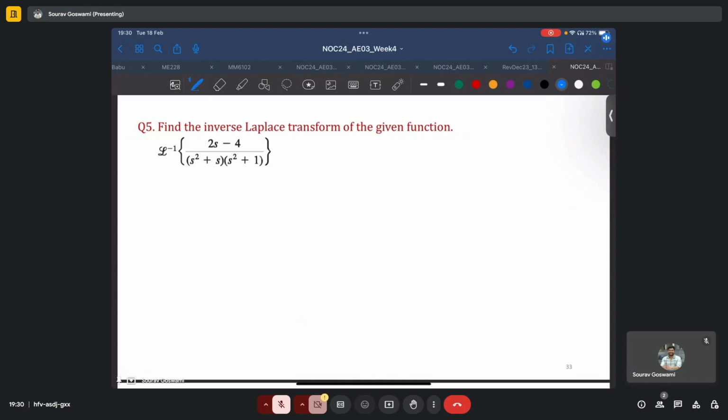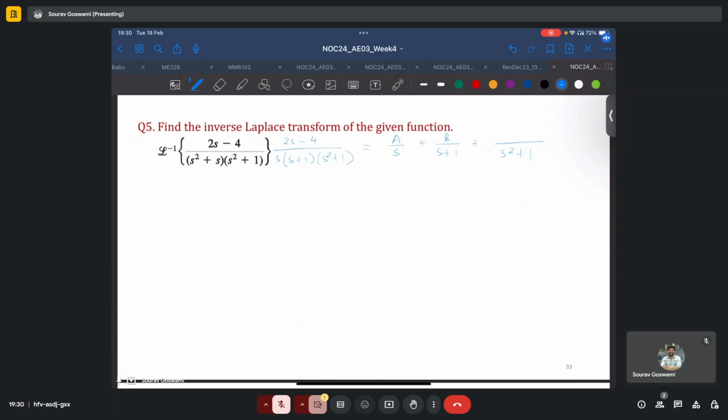Now we are asked to find the inverse Laplace transform of the function 2s minus 4 by s square plus s times s square plus 1. And as we know, this function 2s minus 4 by, and we further factorize into s times s plus 1 times s square plus 1, and this can be written as the sum of the partial fractions a by s plus b by s plus 1 plus the third factor is s square plus 1.